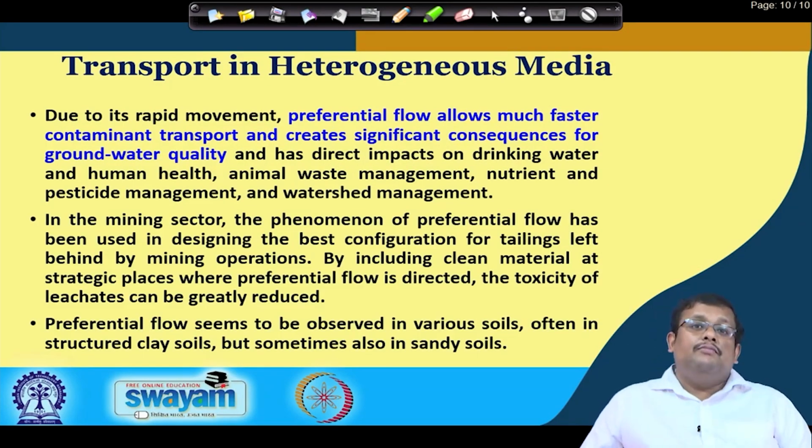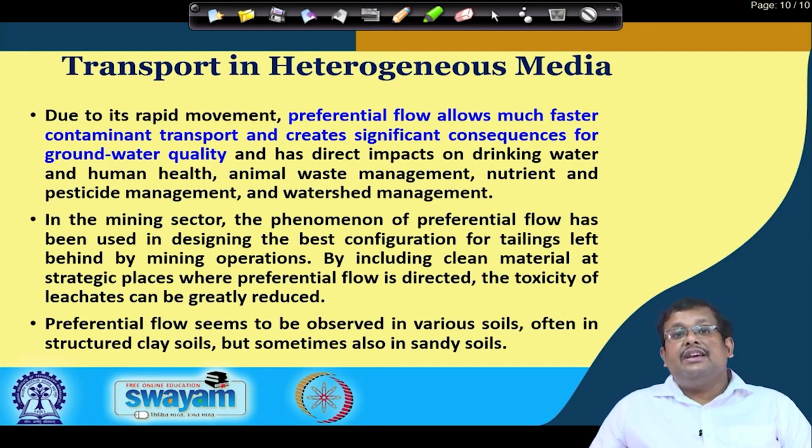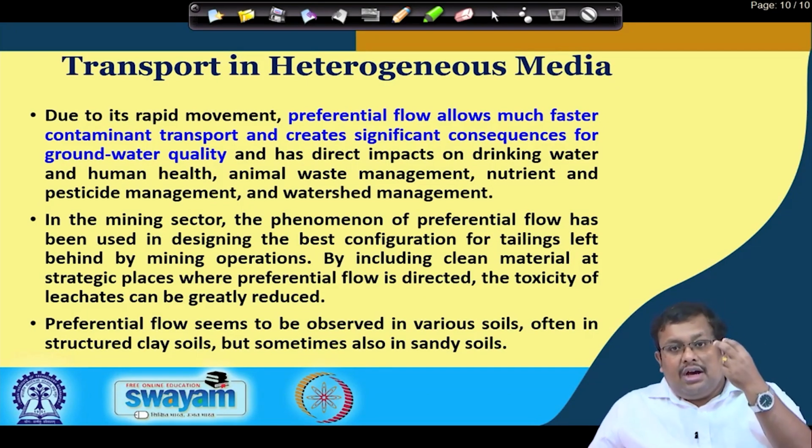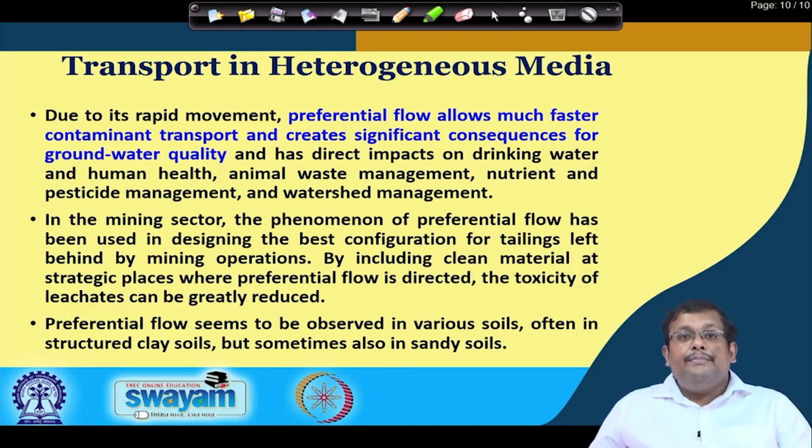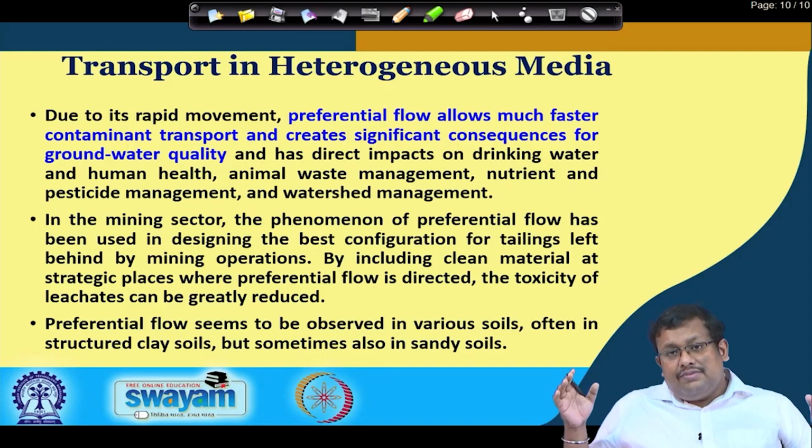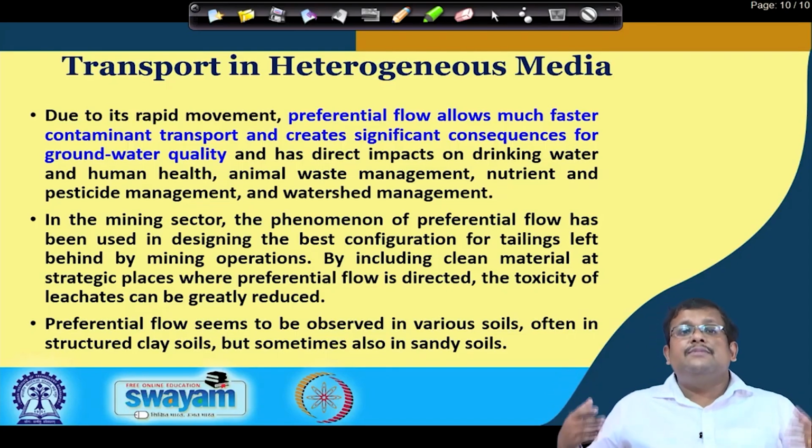Now, due to its rapid movement, this preferential flow allows much faster contaminant transport and creates significant consequences for groundwater quality, obviously, because they have much faster contaminant transport due to these wormholes, these root cracks and all these things. Okay. And they have direct impact on drinking water and human health, and animal waste management, nutrient and pesticide management and watershed management. So, obviously, all these things leach down through the soil and also sometimes go to different water bodies or mix into the groundwater to create the problem. So, this is the problem of pollutant transport, which is created by preferential flow.